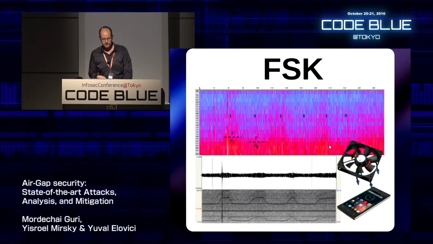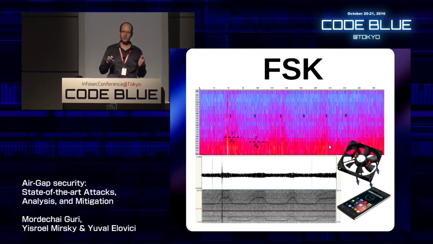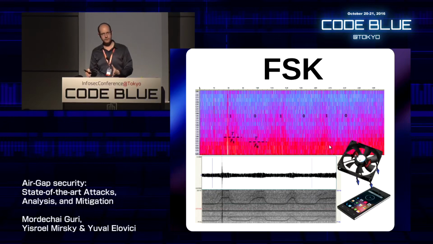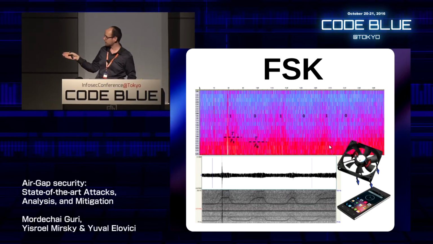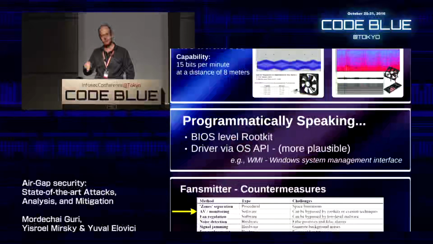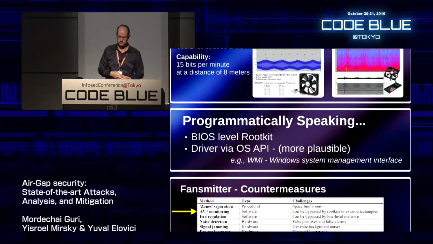The second method is frequency shift keying, where instead of changing the strength of the signal, we change the frequency on which we're transmitting. In other words, we may speed up the fan to a frequency of F1 to transmit a 1, and we may lower it to a frequency of F0 to transmit a 0. And in the spectrogram at the bottom, of a recording of audio, you can see very clearly the fluctuations in the frequency as we're sending 101.